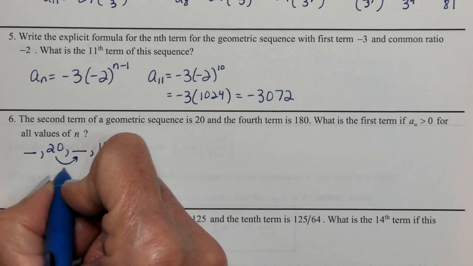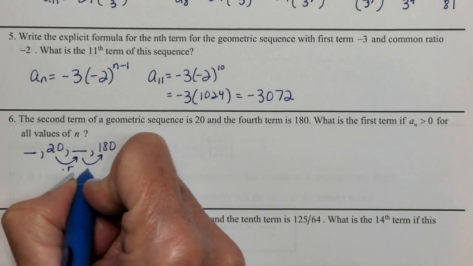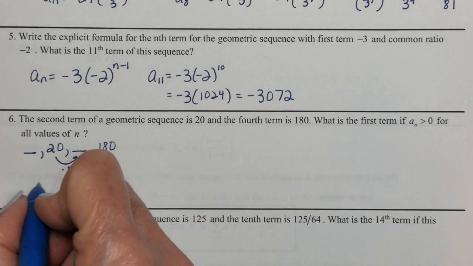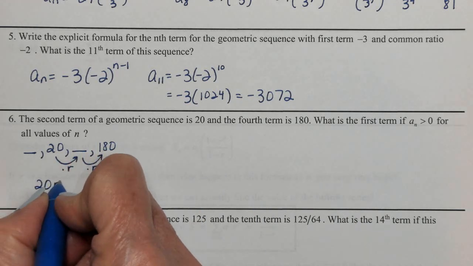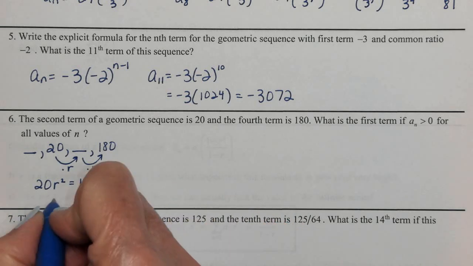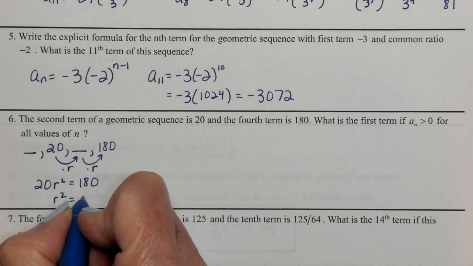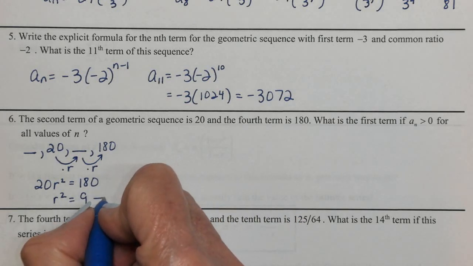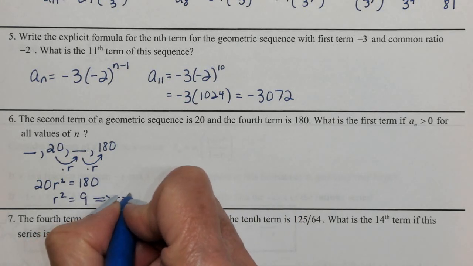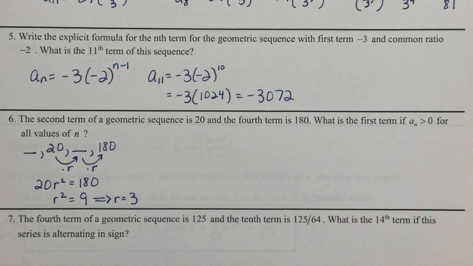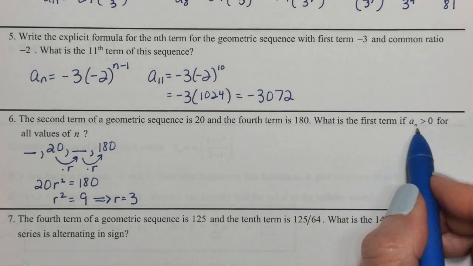If I multiply by r twice, I should get to 180. So 20 times r squared must be 180. That means r squared must be 9. Divide both sides by 20. And that tells me that r has to be 3. Positive 3 because every term is positive.